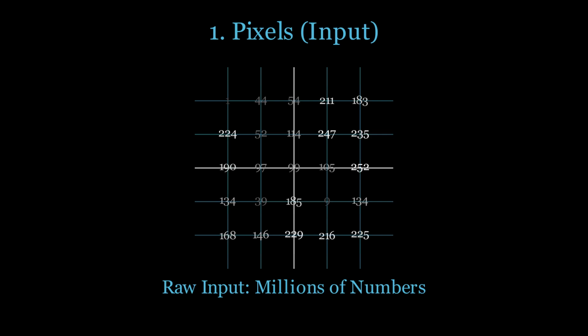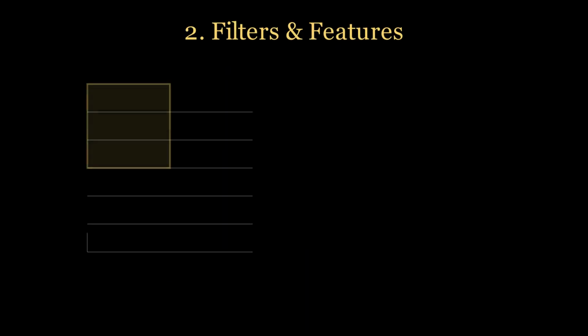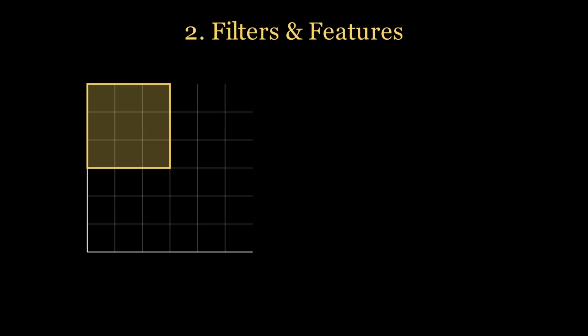The input. For a standard high-definition photo, we are talking about millions of individual numbers. The AI's job is to somehow find a meaningful pattern buried deep inside that giant sea of digits. So, how does it begin? It starts by looking for the simplest possible clues, using something called filters. Imagine a tiny, transparent magnifying glass scanning across the grid of numbers, step by step, pixel by pixel.